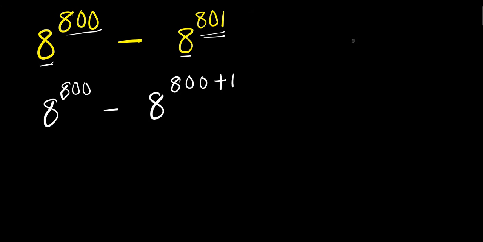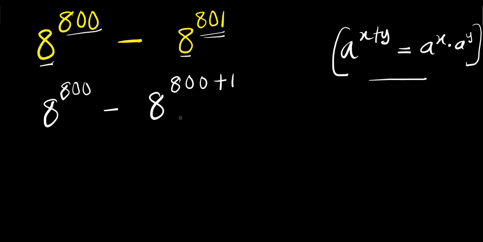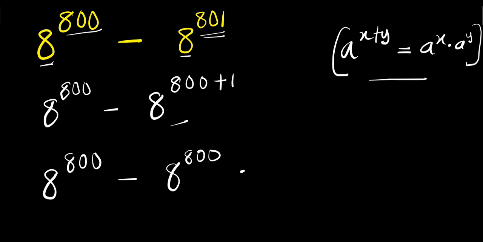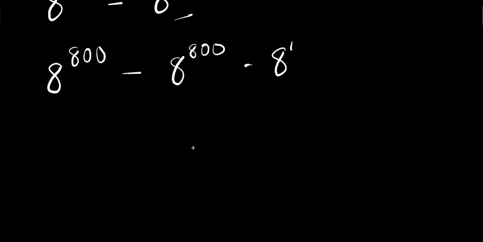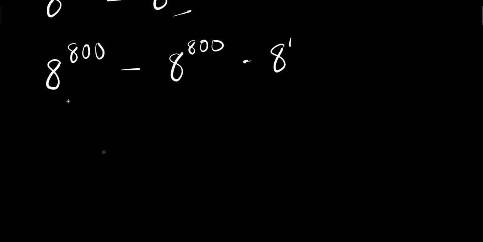So, a power x plus y equals a power x times a power y. Applying this right here, we have 8 power 800 minus 8 power 800 times 8 power 1. So from here, I'd factor out 8 power 800.